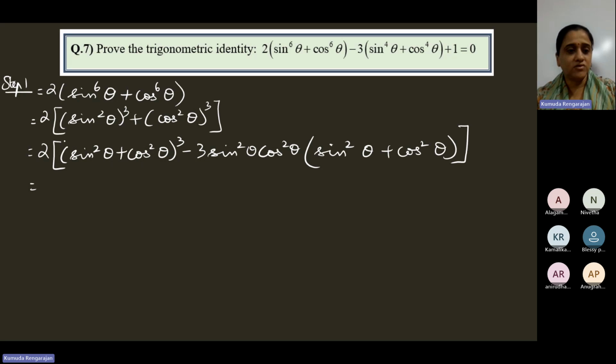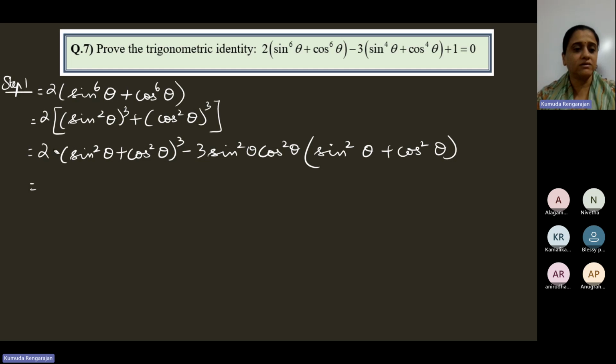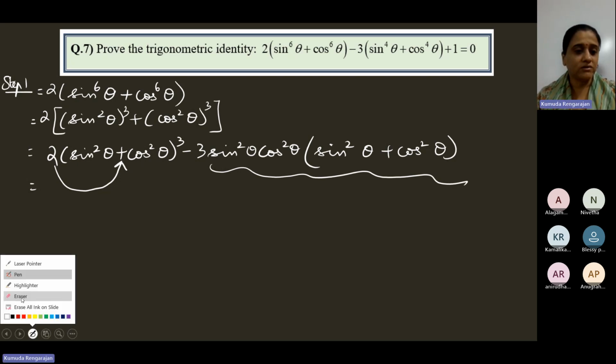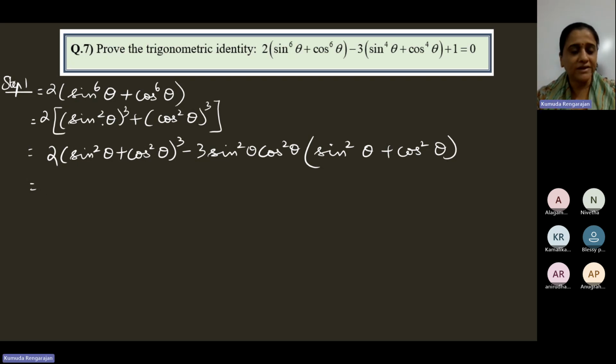2 outside. See, the square bracket starts here and ends here. Inside that we have A cube plus B cube is equal to A plus B the whole cubed minus 3AB into A plus B. For all this 2 is multiplied. By mistake, if you don't put this bracket and put the 2 like this, you're wrong, because then you're multiplying 2 only with this one. What about the rest of it? So the bracket is very important. So this entire thing is multiplied by 2. So from here to here, everything is multiplied by 2.